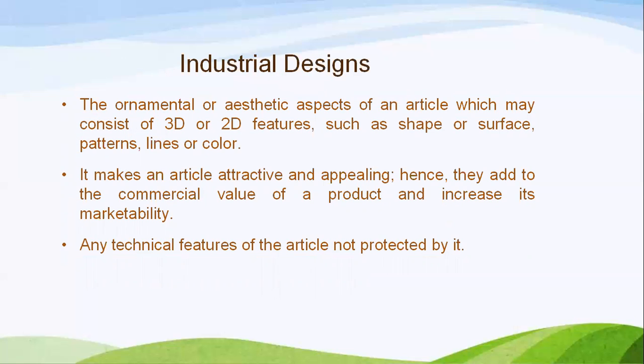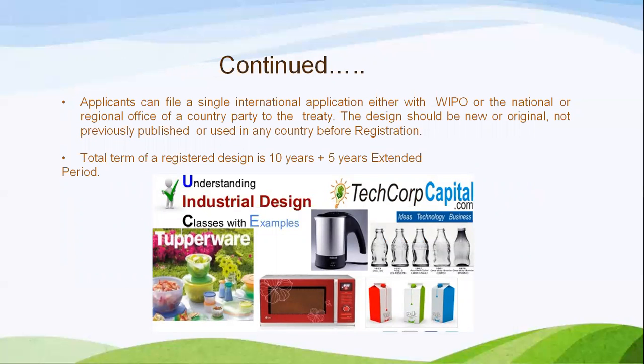Industrial design: the ornamental and artistic aspect of articles, which may consist of 3D and 2D features such as shape or surface, pattern, line or color. It makes an article attractive and appealing. Hence, they add to the commercial value of the product and increase its marketability. Any technical features of the article are not protected by it. An applicant can file a single international application either with WIPO or the national or regional office of a country party to the treaty. Total term of a registered design is 10 years and the extended period is 5 years. So these are a few examples of industrial design.